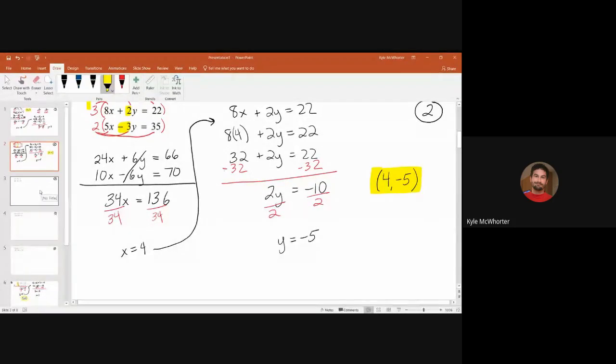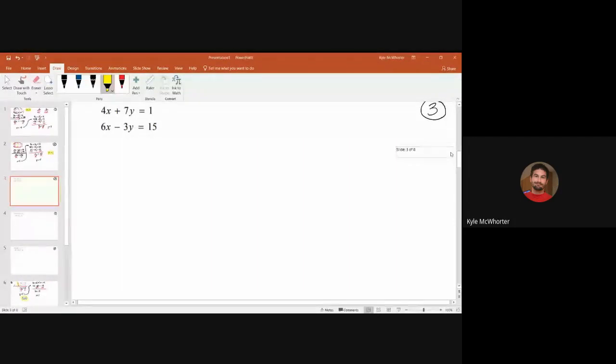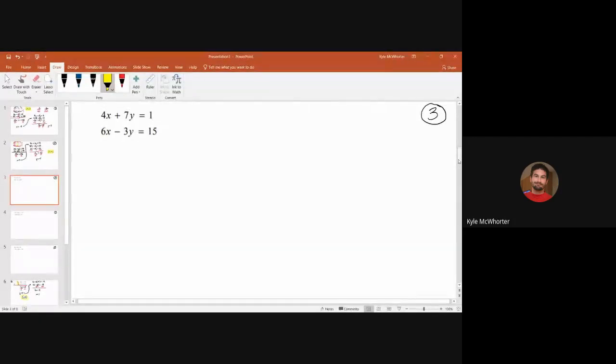So number 3. So for number 3, if we were trying to eliminate y, we would be going for 21y on top and negative 21y on bottom. So we'd have to multiply the top by 3 and the bottom by 7.